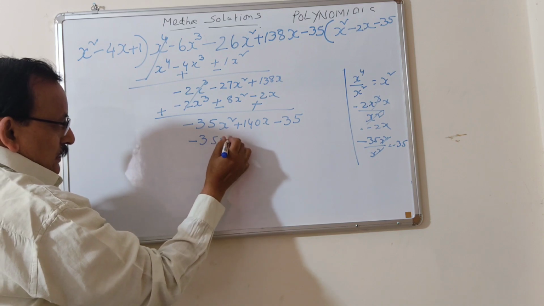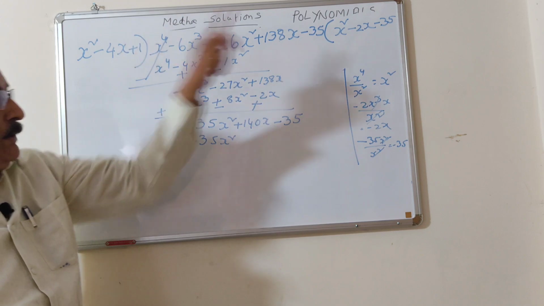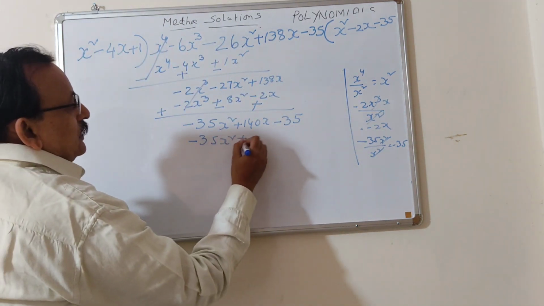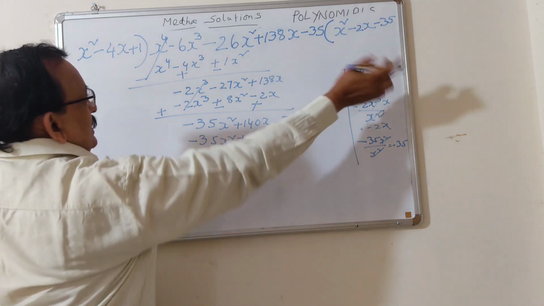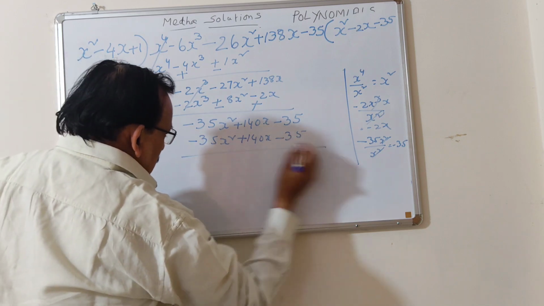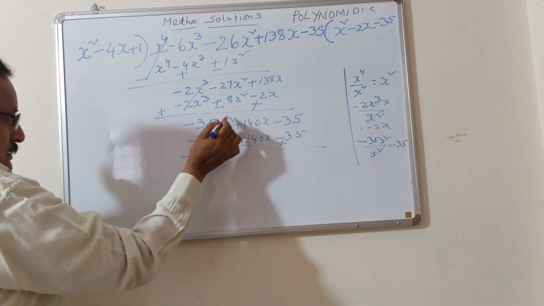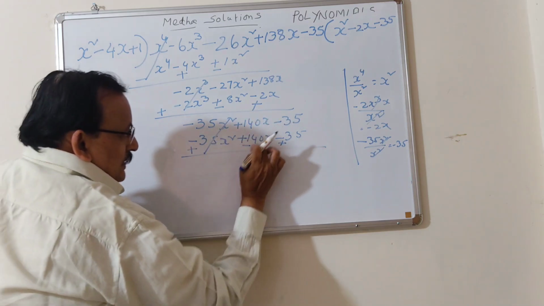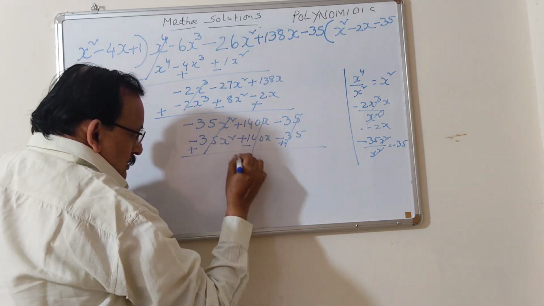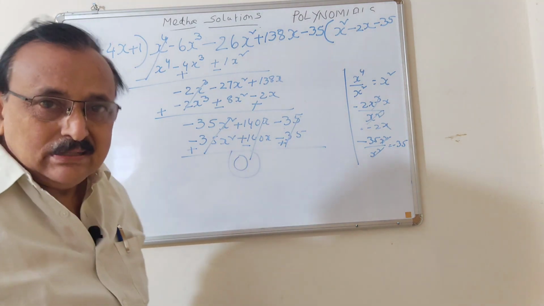Minus 35x square, again minus 35 into minus 4x, minus into minus is plus, 35 into 4 is 140, plus 140x, minus 35 into plus 1, so minus 35. Again change the symbols, minus plus: minus 35x square plus 35x square cancel, plus 140x minus 140x cancel, minus 35 plus 35 cancel, your remainder is 0. Again we should get remainder 0. Now our sum is correct.